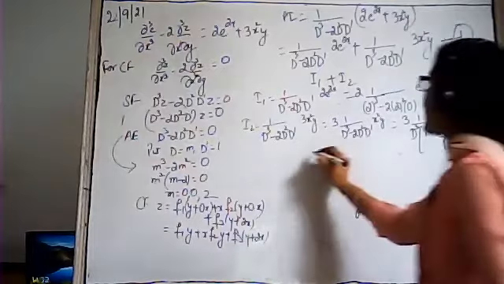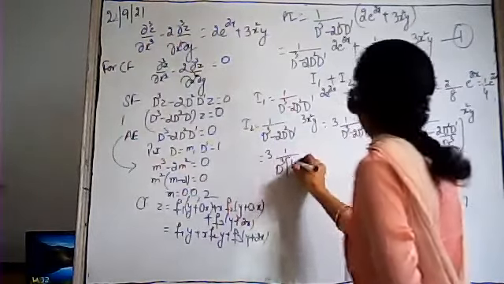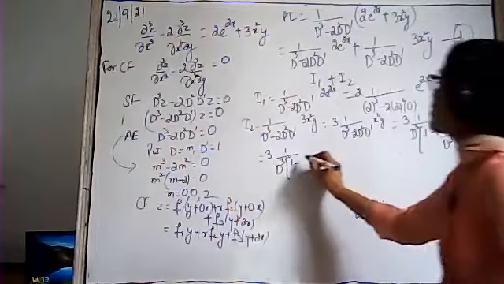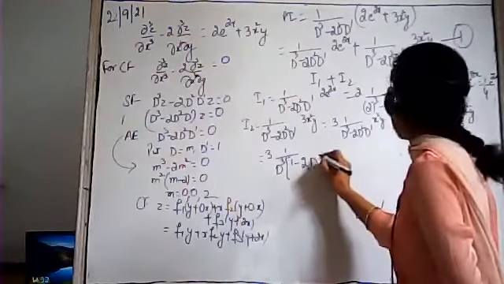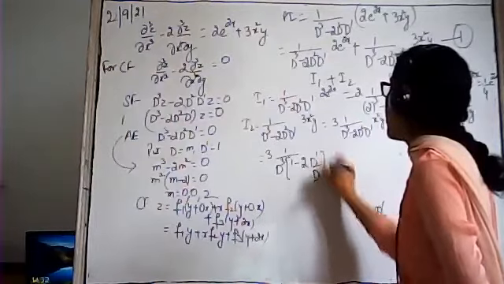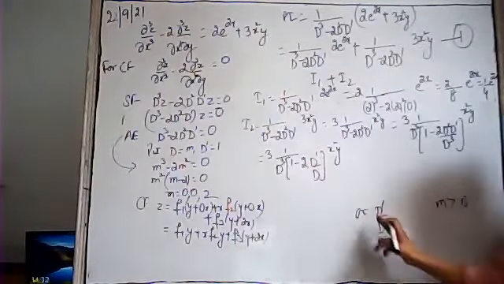ठीक है? It can be written as 3, 1 upon D cube, 1 minus, this 2 will remain as it is, D square and D cube. 2 powers will be cancelled and we get D dash upon D into x square 1. तो हमारे पास बन गई फॉर्म D dash upon D वाली.